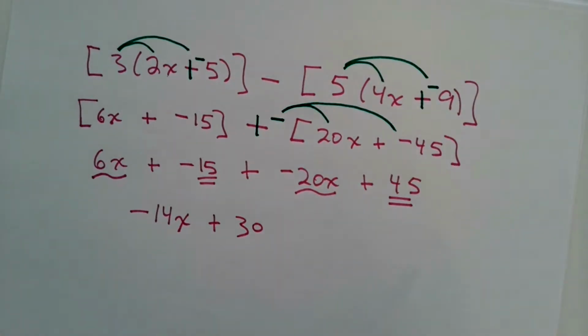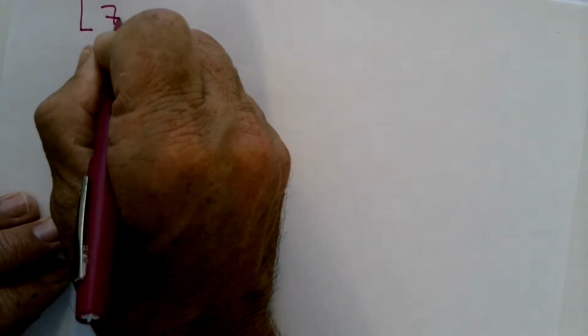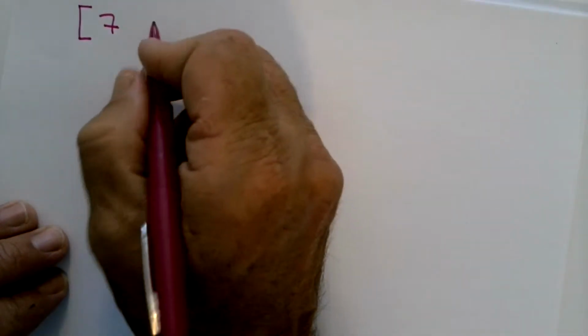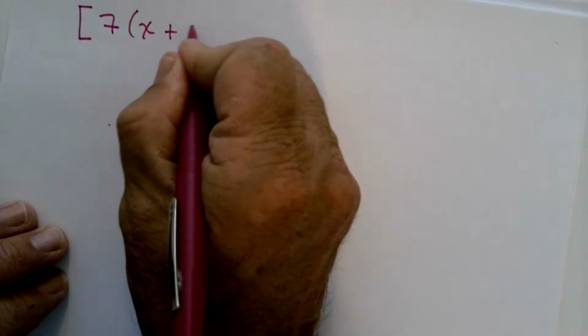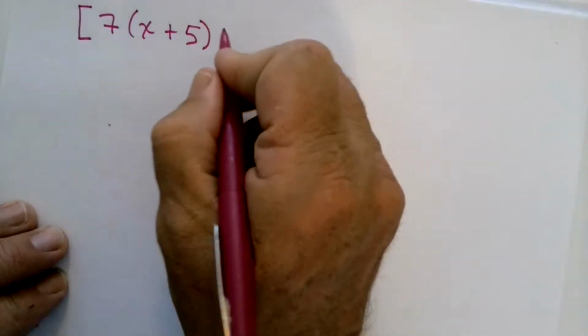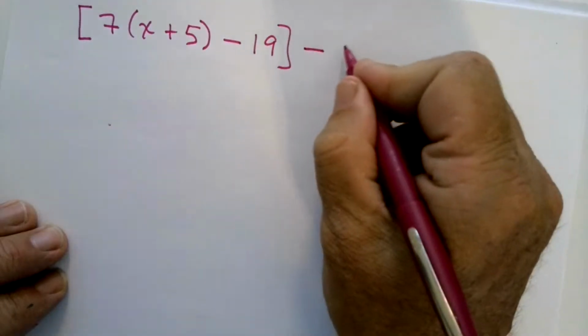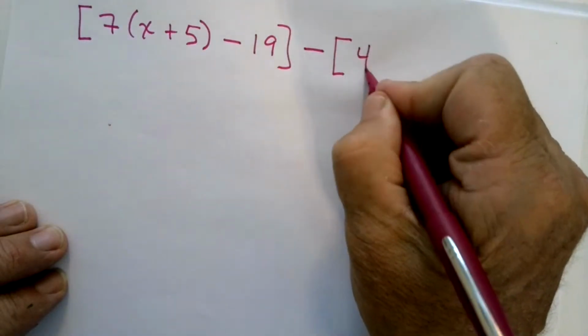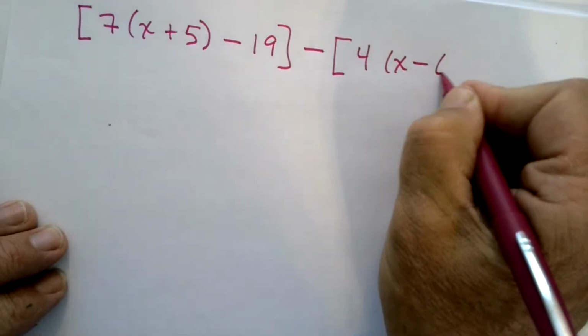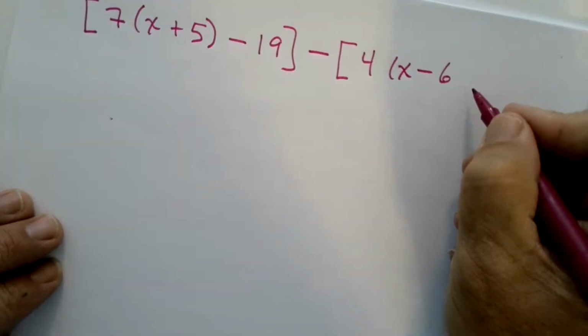So let's look at another one that is a similar sort of problem, where we have to use the distributive property to simplify a statement. So this time I will go with 7 times (x plus 5) minus 19, minus bracket 4 times (x minus 6) plus 10.